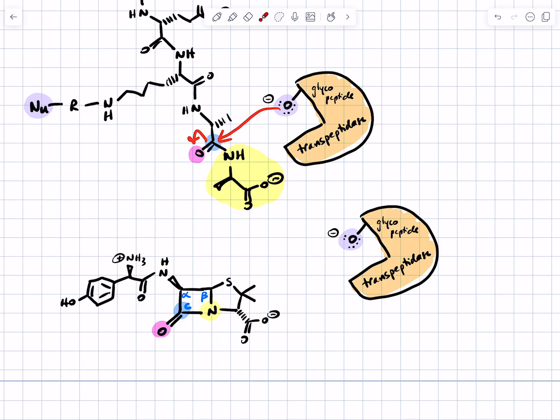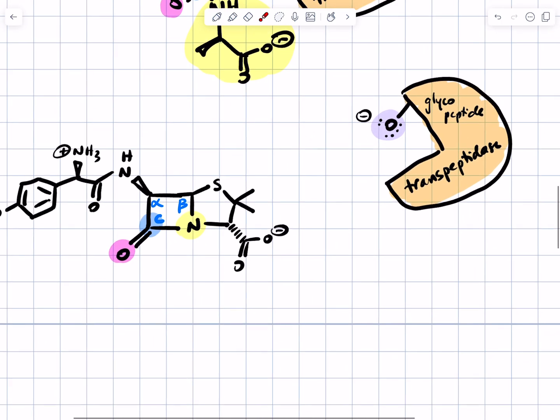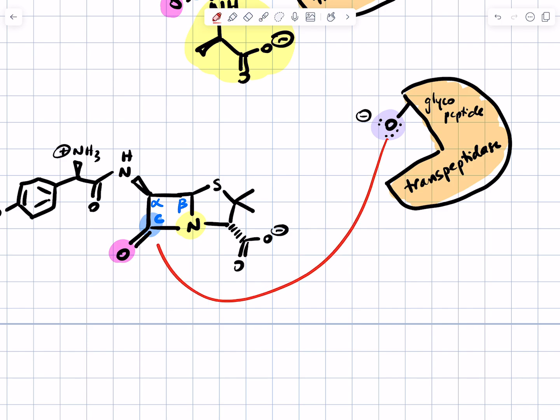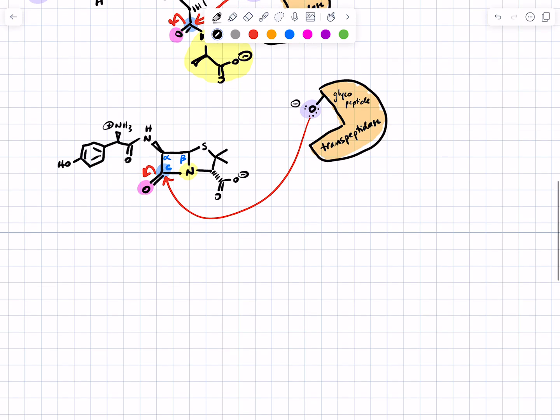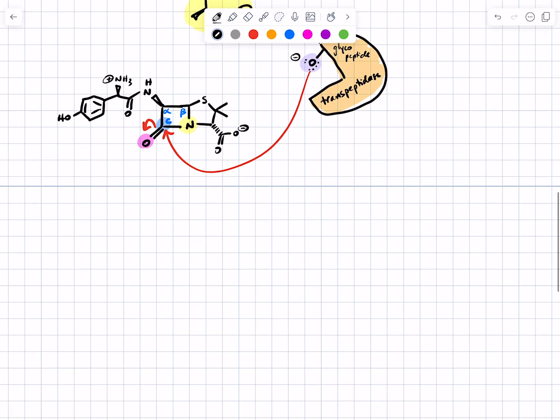So you'll have to accept, maybe on my word, that this binds in the enzyme active site and actually looks, to the enzyme, like this portion. You can see maybe where we're going: the nucleophile in the enzyme will now attack the carbonyl carbon of the beta-lactam. And that beta-lactam, as we have said, is essentially spring-loaded because of ring strain.